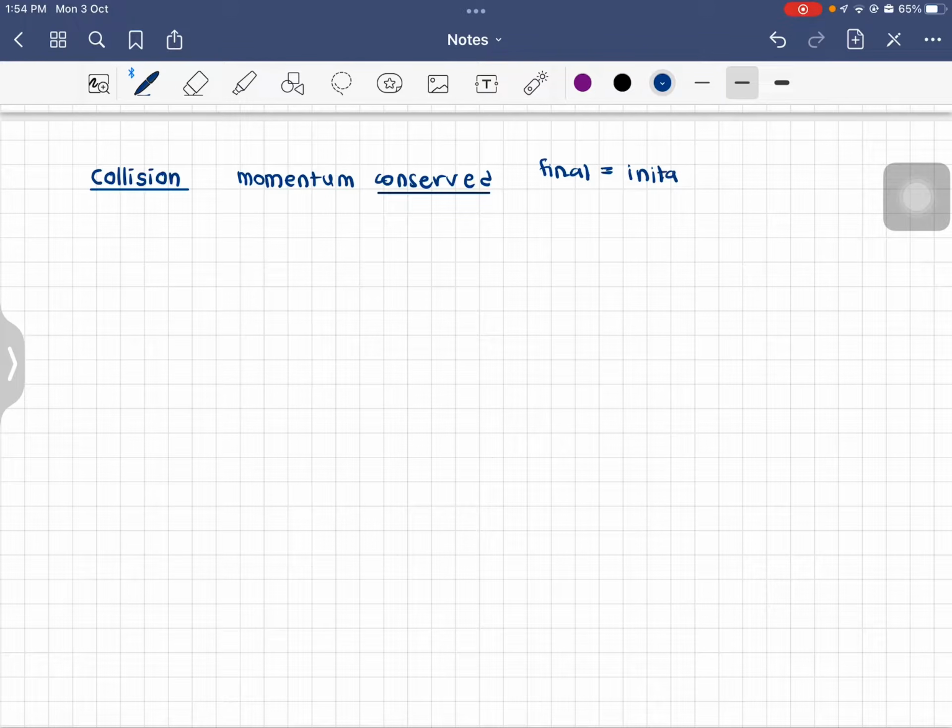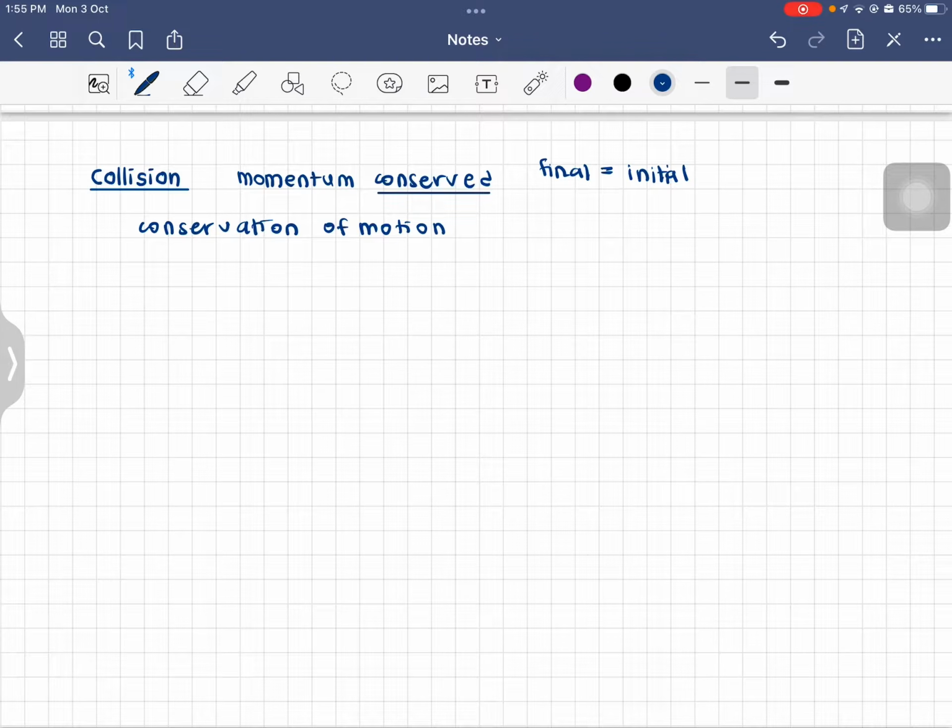Okay, so kalau you jumpa momentum, dia kata momentum conserve, that mean awak punya momentum initial akan sama dengan momentum final. Kalau ayat lainnya, dia cakap conservation of momentum. Sama je, benda yang sama je. Kalau jumpa conserve ke, conservation ke, it show that your final is equal to initial. Here, your momentum sebelum collision dengan momentum selepas collision akan sama.